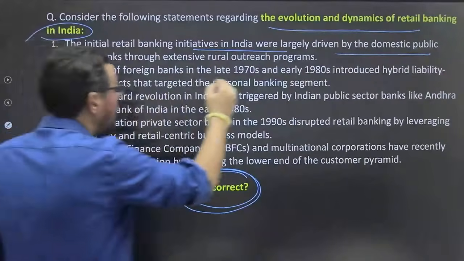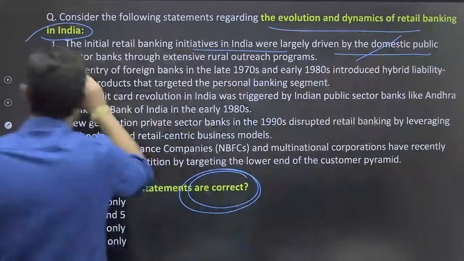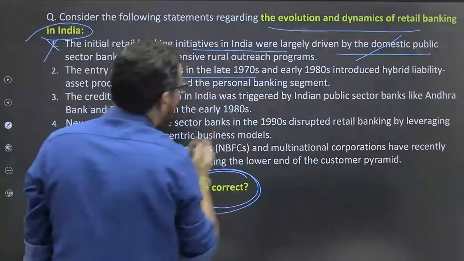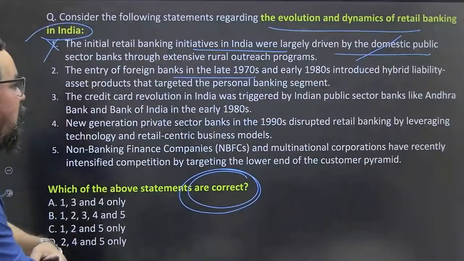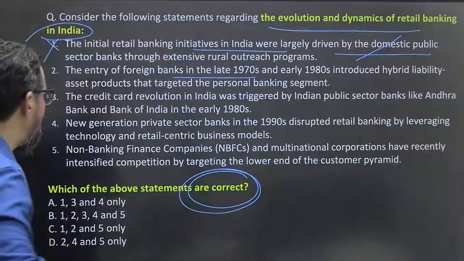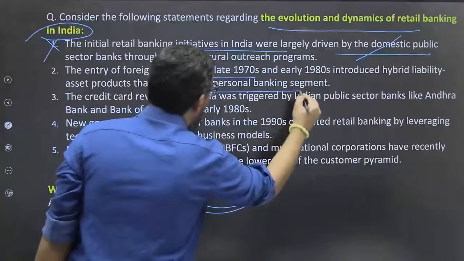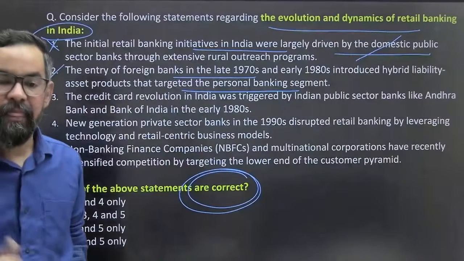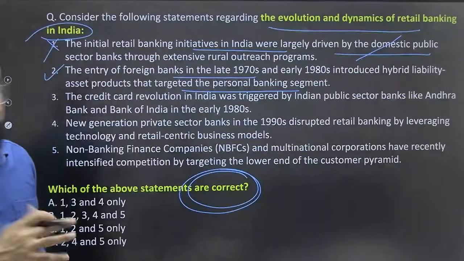So I'll not go for this particular one. Another one is the entry of foreign banks in India in the late 1970s and early 80s introduced hybrid liability assets product and targeted the personal banking segments. Statement 2 is 100% correct. That is kind of a contra to statement 1.